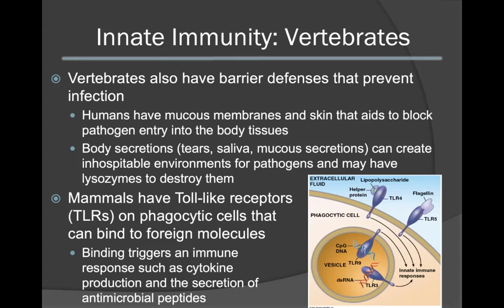Mammals also have various toll-like receptors, or TLRs, on and in phagocytic cells. These TLRs can help recognize specific pathogenic material or foreign material. Take a look at the diagram below to see the role of various types of TLRs in the identification of lipopolysaccharides, particular DNA or RNA sequences, as well as flagellin. Binding of these toll-like receptors will trigger an immune response that can include cytokine production as well as the secretion of antimicrobial peptides.